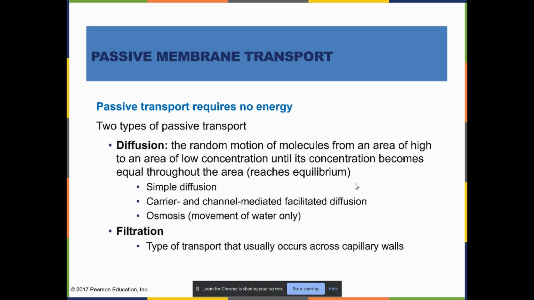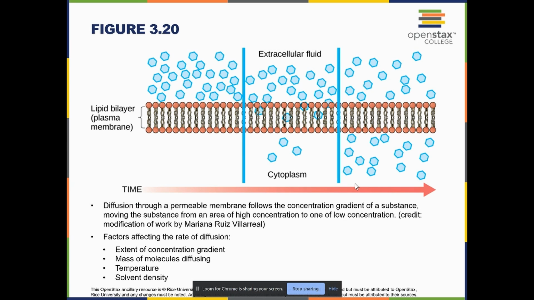And both simple diffusion and facilitated diffusion is the movement of solute. An example of a solute would be salt when it's dissolved in water. Osmosis is the movement of a solvent. It's the movement of water specifically. We won't talk too much about filtration. It happens a lot in the blood vessels, especially really small blood vessels called capillaries. They tend to push fluid out at one end and pull it back in, and that's a type of filtration that also occurs passively.